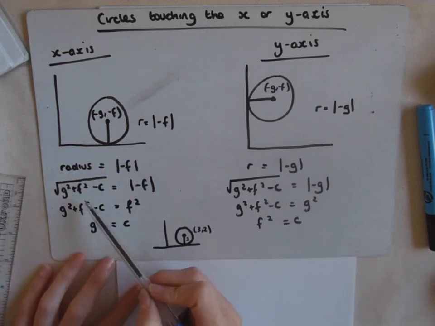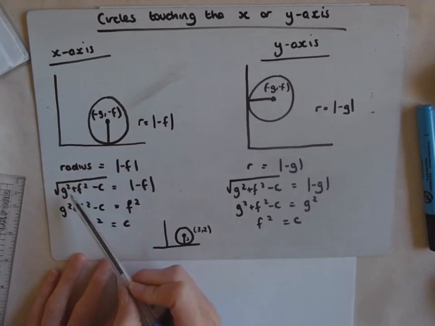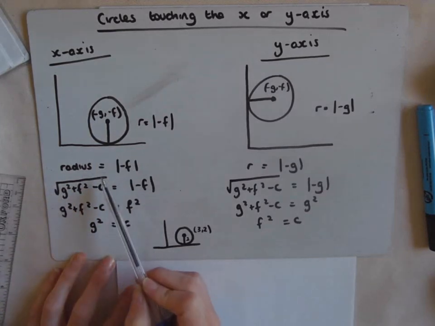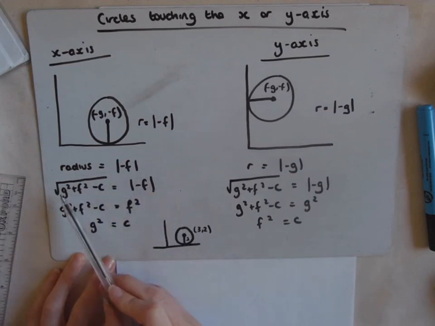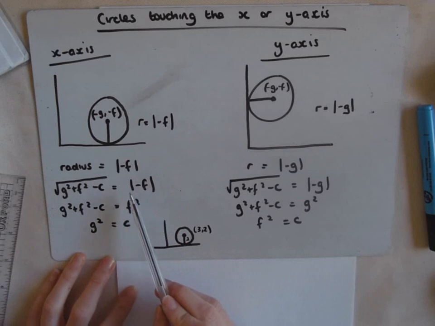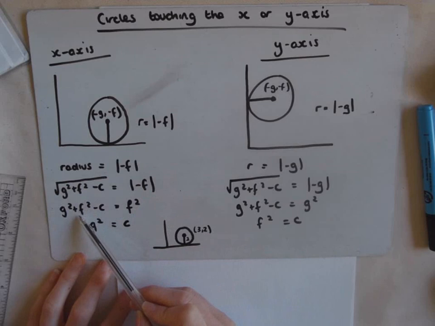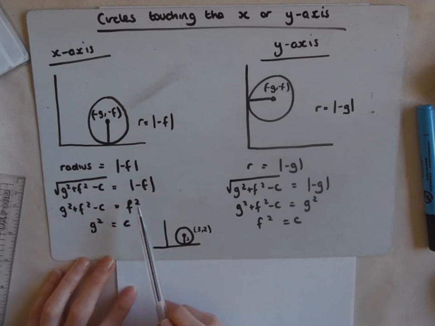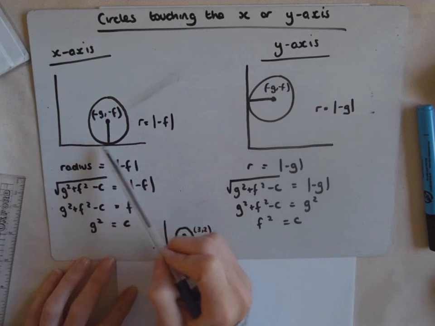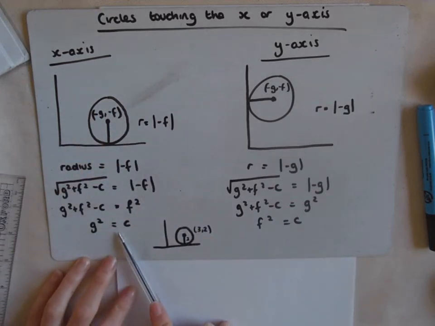Then you're going to get your radius formula, which is the square root of g squared plus f squared minus c. Here you're going to square both sides. When I square this, the square root cancels, and when I square this, the absolute value of minus f just becomes f squared. The f squared here and the f squared here cancel, and then the minus c comes over and becomes plus c. Now, this is something we know, so you can actually just learn off: if the circle touches the x-axis, then g squared is equal to c.